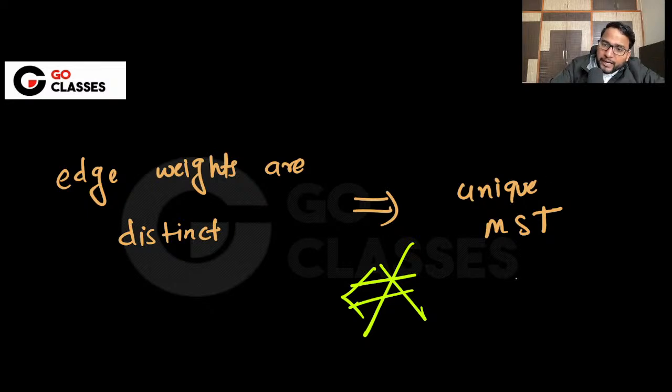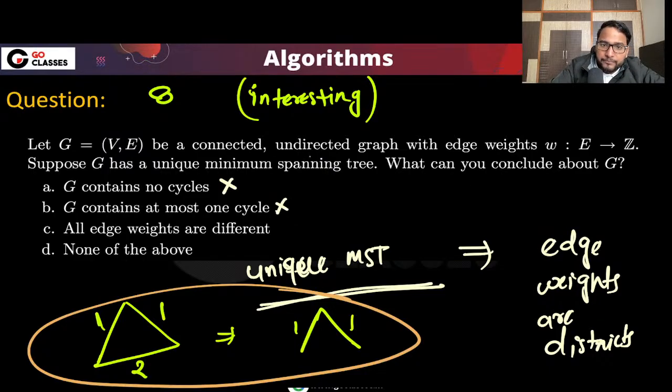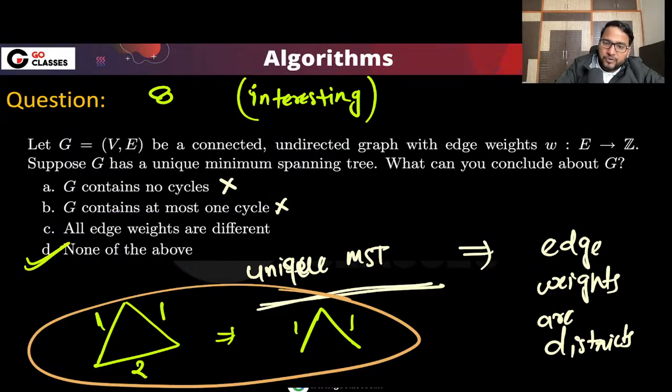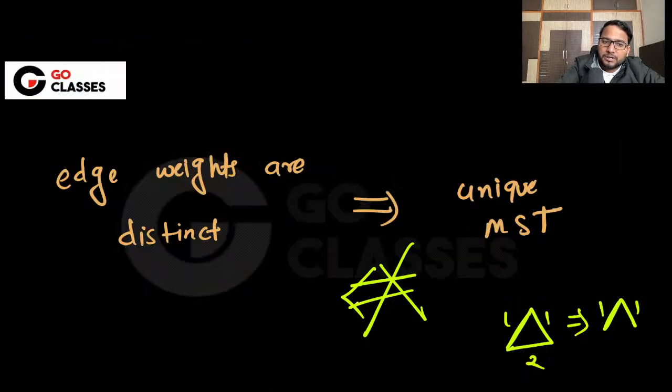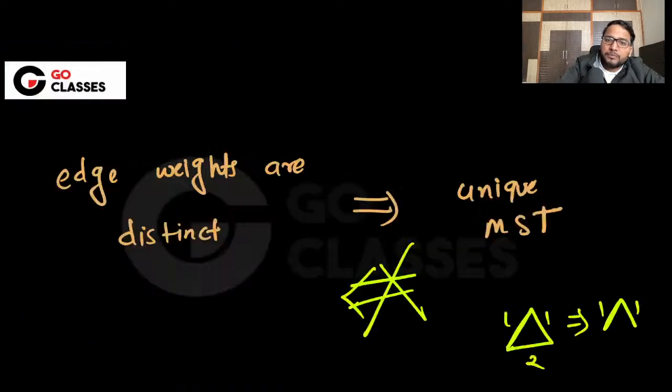Which means if you have a unique MST, for example, this is having a unique MST, right? This is 1, 1 and 2. This doesn't mean that edge weights are distinct. So hence, they are saying that you have the unique MST, does this mean that all edge weights are different? Then it doesn't mean, right? So that's why D is the answer here. Okay. So this is an interesting question, right? And D is the answer here. This was question number 8.